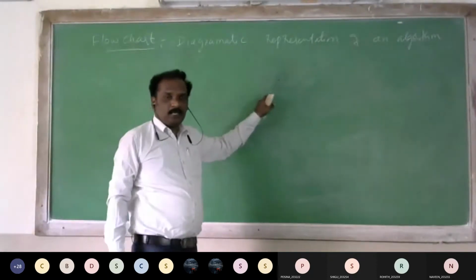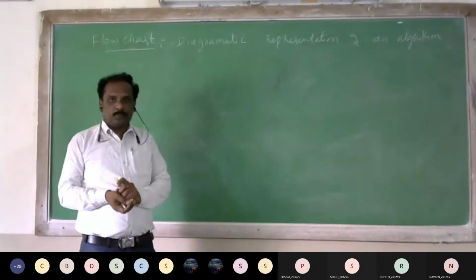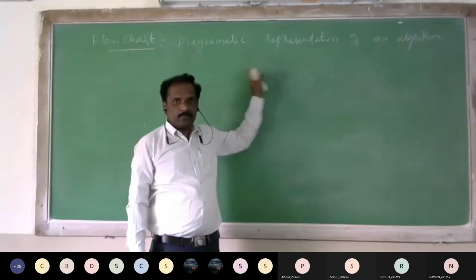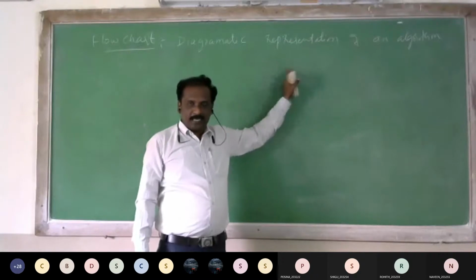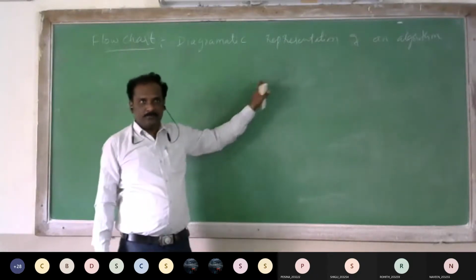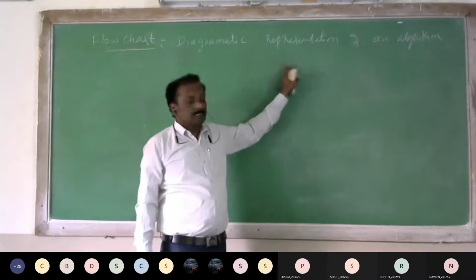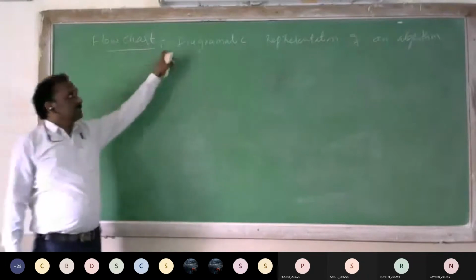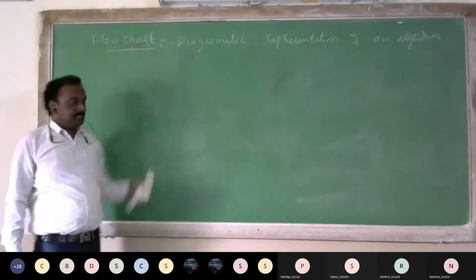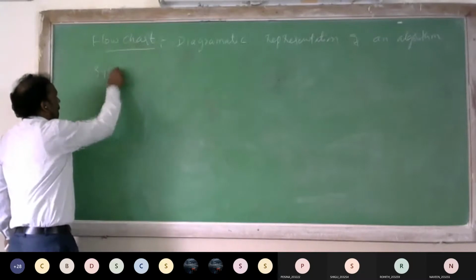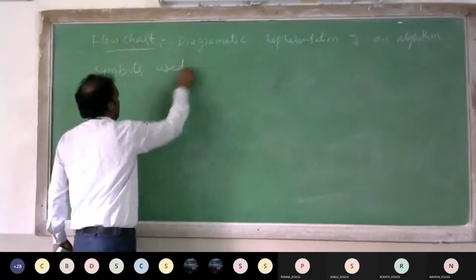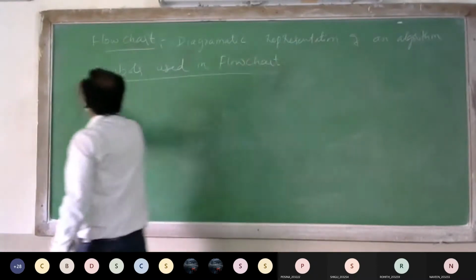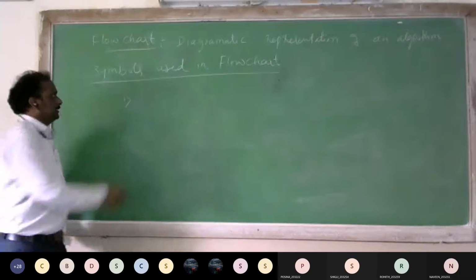So what is an algorithm? An algorithm is a step-by-step procedure to solve the problem. So a flowchart is the graphical representation. If we denote the algorithm by using some symbols, some graphical notation, then it is called a flowchart. So we have to see what are the symbols used in the flowchart.